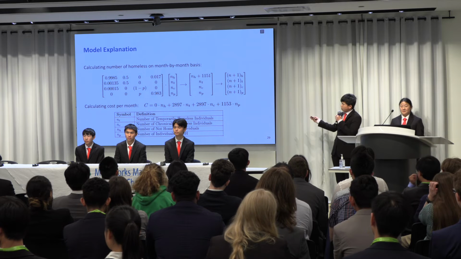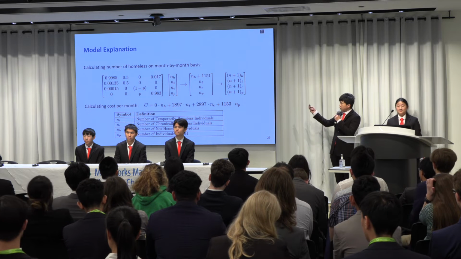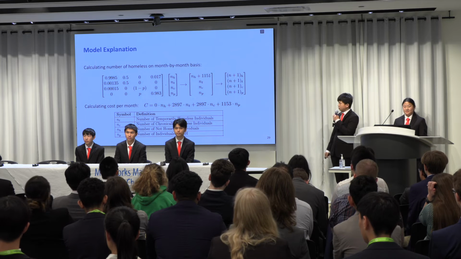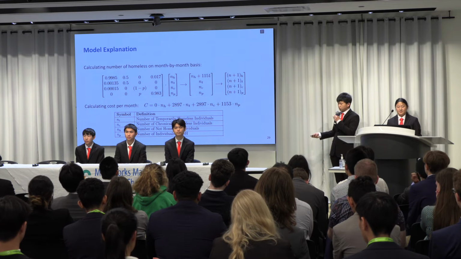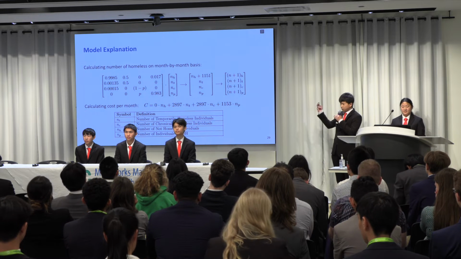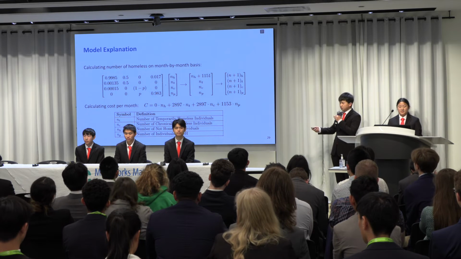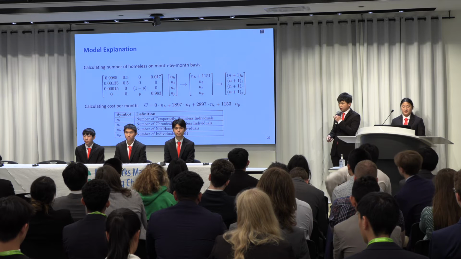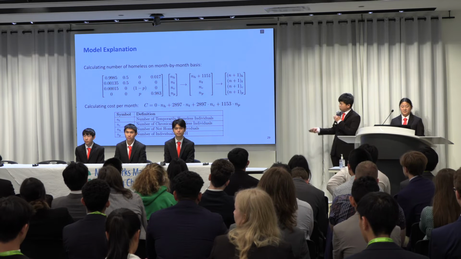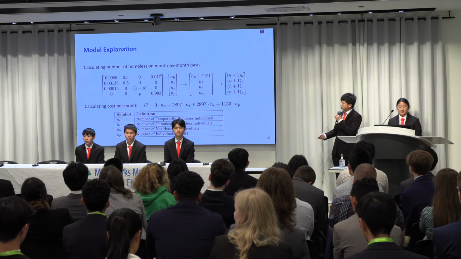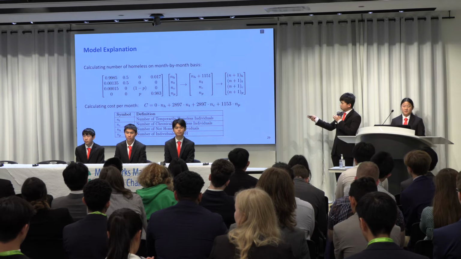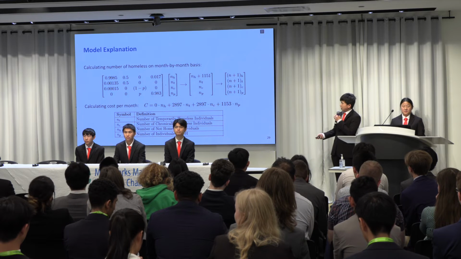So here's our actual model. So essentially what we do is we take the 4 groups that Michelle defined earlier, such as non-homeless, temporarily homeless, etc. And then we put them into a vector and we multiply it by our matrix. All these numbers come from various sources about homelessness in Seattle. And once we're complete with that multiplication, we then add our population growth as mentioned earlier, and this gives us the next month's population.